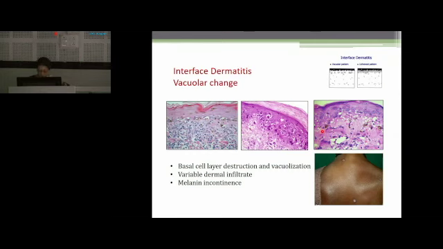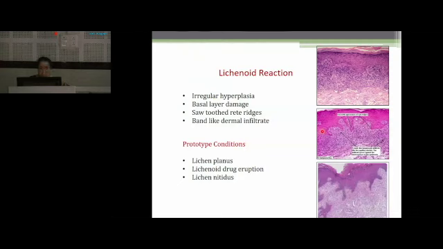Now coming to individual reaction patterns in short. Lichenoid reaction pattern is very common and is in general characterized by irregular hyperplasia of epithelium, which I have just described, basal cell layer damage, sawtooth rete ridges and band-like dermal infiltrate. Prototype conditions of these are lichen planus, lichenoid drug eruption and lichen nitidus.